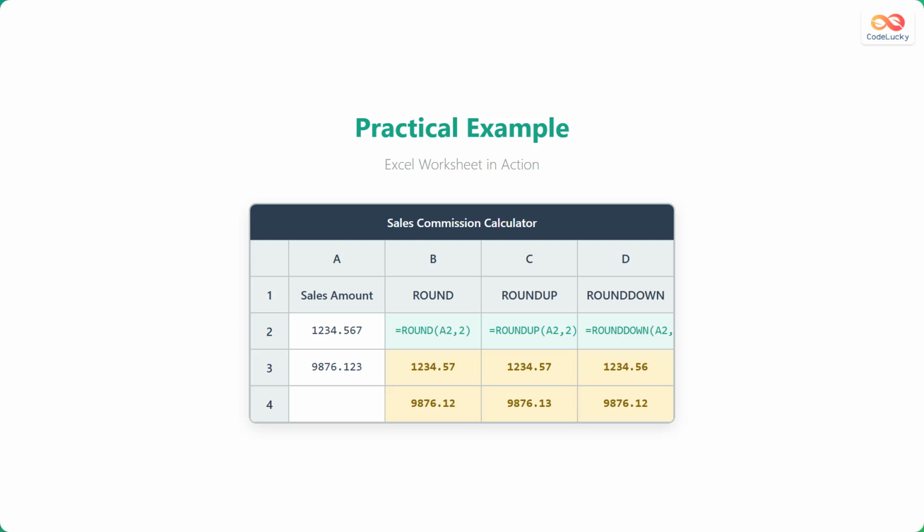So if A2 is 1234.567, the results in the next row will be 1234.57, 1234.57, and 1234.56 respectively. Similarly, if A3 is 9876.123, the results will be 9876.12, 9876.13, and 9876.12.